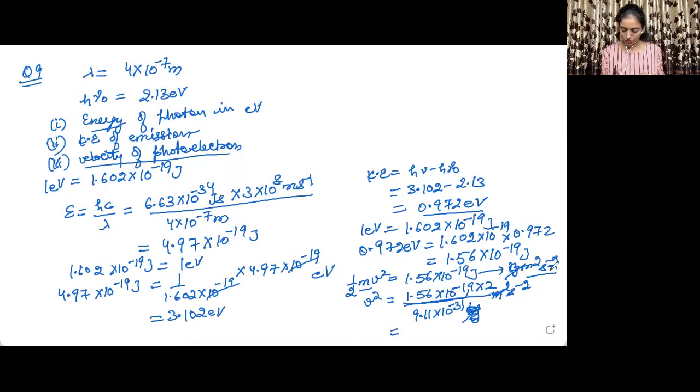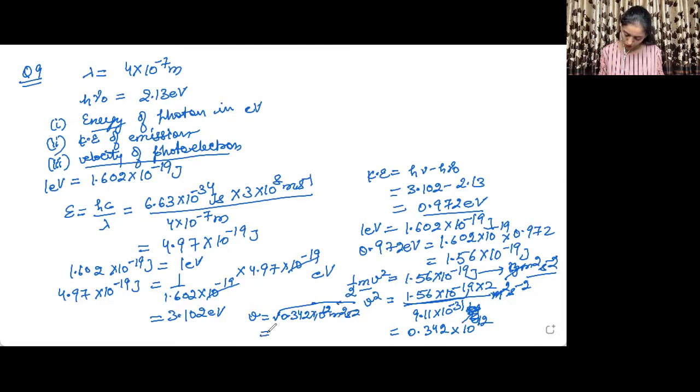1.56 multiplied by 2 divided by 9.11, it is equal to 0.342 into 10 raised to the power 12. When you take minus 31 from the denominator to the numerator, it will become plus 31, and 31 minus 19 is 12. So now you need to take the root of this. So v will be equal to root of 0.342 into 10 raised to the power 12 meter square per second square.